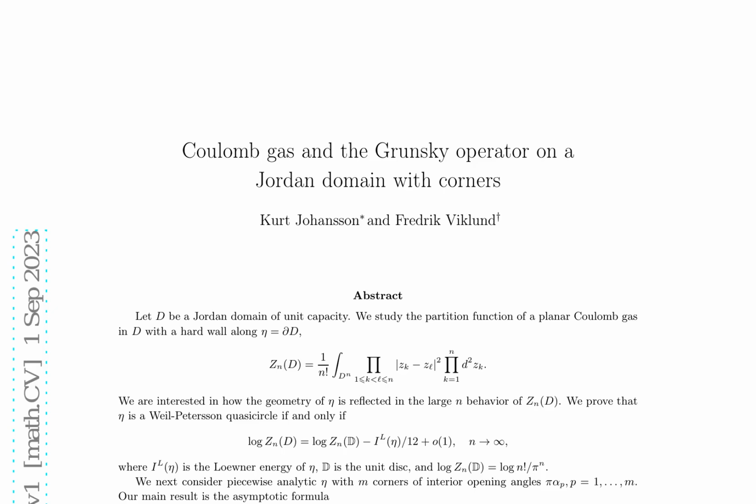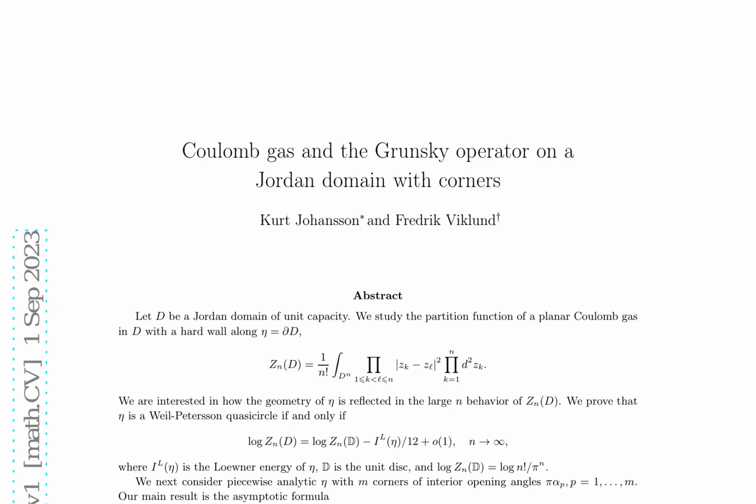Assuming the curve η has capacity 1, the energy of η can be expressed in terms of the Grunsky operator B. This leads to an expansion of the logarithmic derivative of the conformal map G, which involves the Grunsky coefficients. These coefficients define a sequence D, and a vector V is introduced.